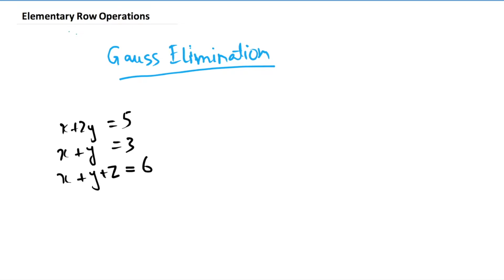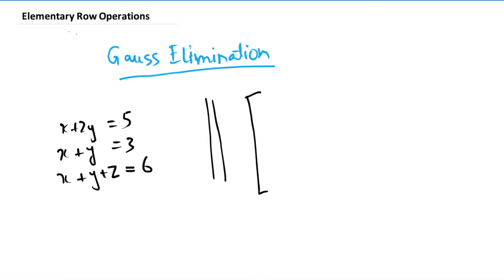Let's consider the following linear system of equations: x plus 2y is equal to 5, x plus y is equal to 3, and x plus y plus z is equal to 6. Since a linear system is completely determined by its augmented matrix, the elementary row operations can be performed on the augmented matrix itself. To show this one-to-one correspondence, I will write the linear system and the augmented matrix side by side. So let me write the augmented matrix here.